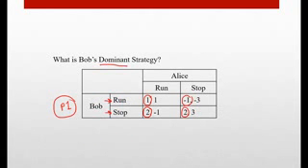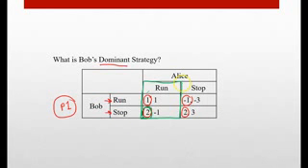Well, let's keep Alice's strategy the same each time. So let's look and see what happens if Alice chooses to run. What should Bob choose? Should he choose to run, or should he choose to stop? Now remember, the higher the number, the better the payoff. So we have 1 and 2. Well, it appears that we should choose to stop. So in this first instance, if Alice chooses to run, Bob's best interest is to stop.